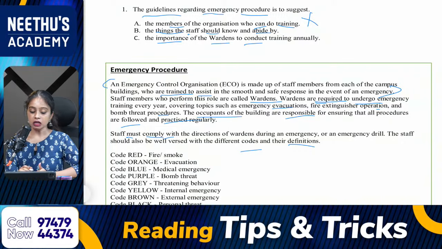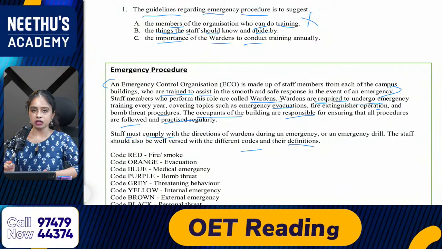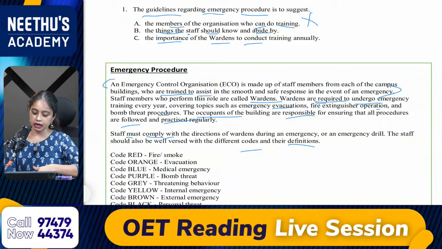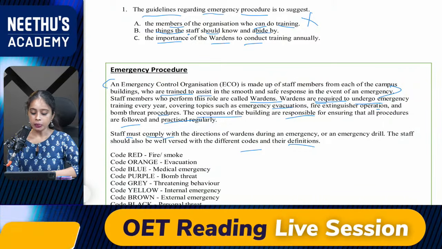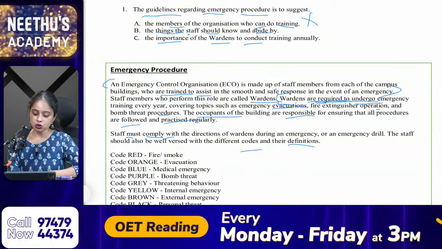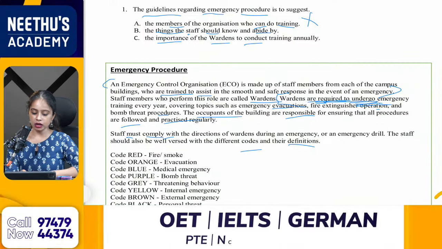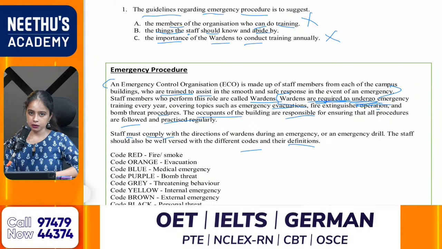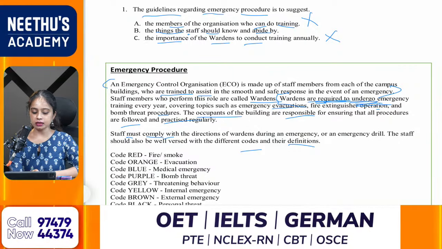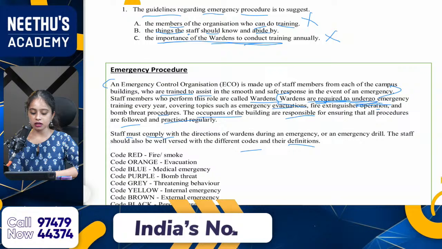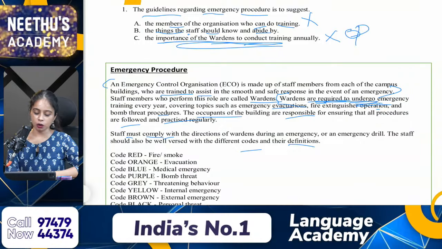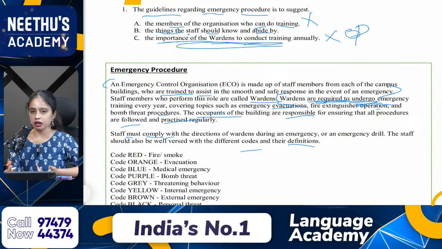Okay, what about option C? The same thing, the importance of the wardens to conduct training annually. So in the very next line, very clearly they have mentioned wardens are required to undergo, which means they have to undergo training, they are not the conductors. So you can eliminate option C as well. Option C is a completely contradictory option, or you can say opposite option, whereas option A is not mentioned anywhere.